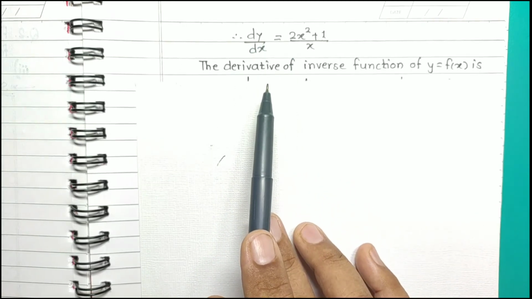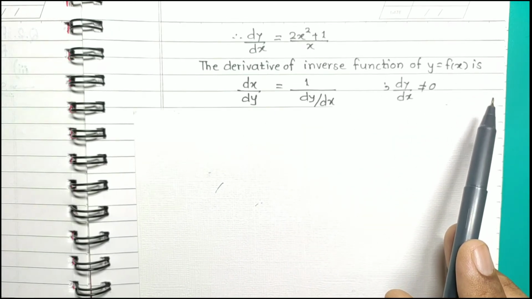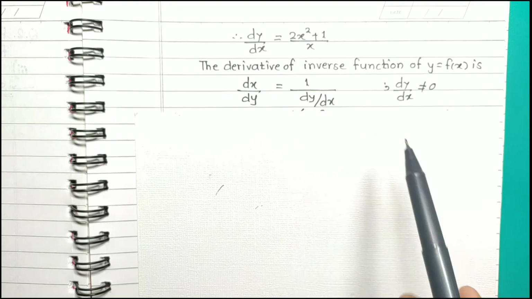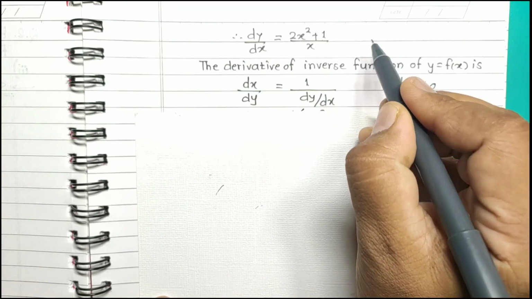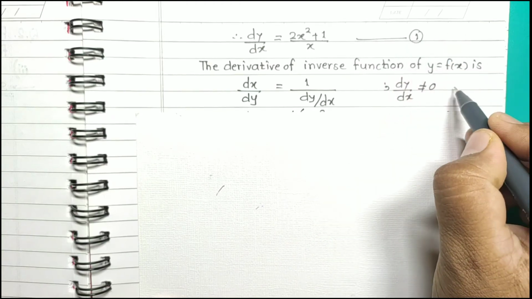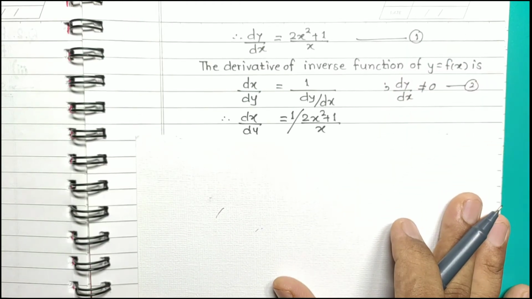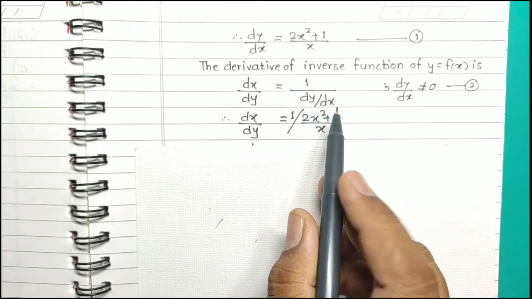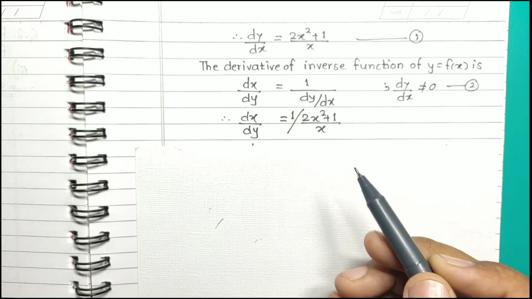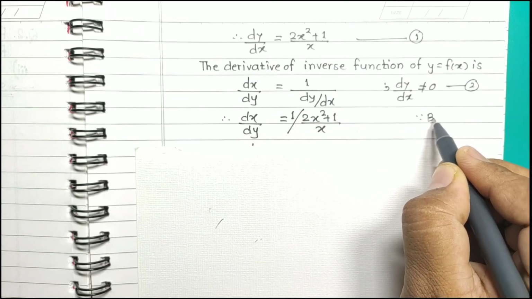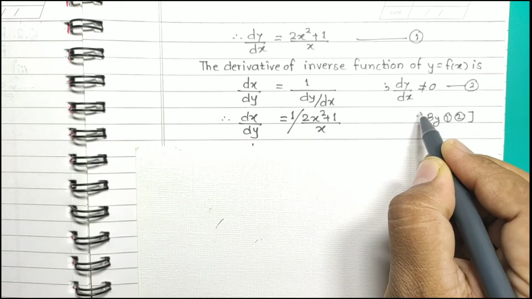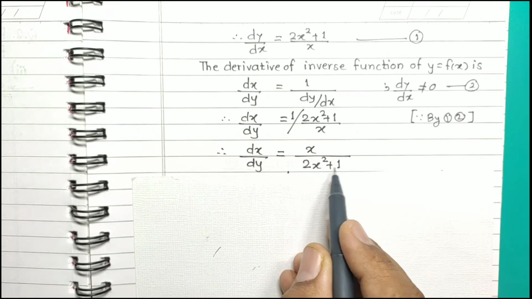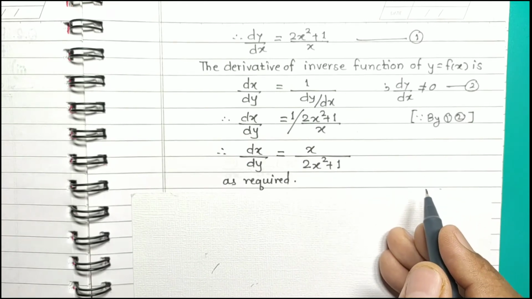So the derivative of the inverse function of y equals f of x is dx by dy, and it is given by 1 upon dy by dx. Call it equation number 1, and call this equation number 2. So from 1 and 2 we have dx by dy is equal to 1 upon this dy by dx, which is (2x square plus 1) upon x. You write here, since by 1 and 2. Simplifying this, we have dx by dy is equal to x upon 2x square plus 1, as required.